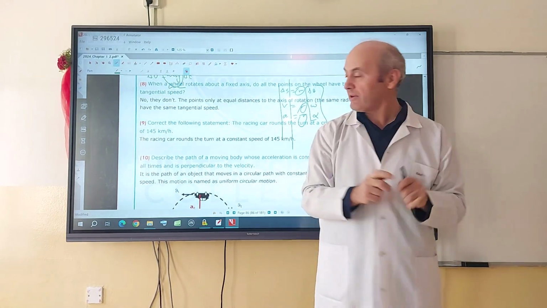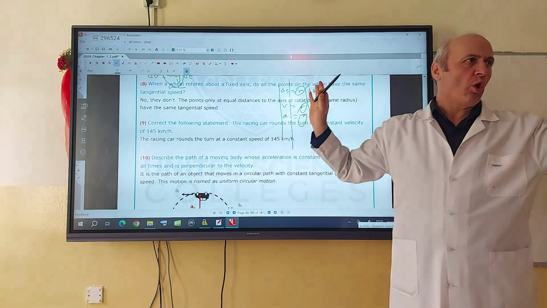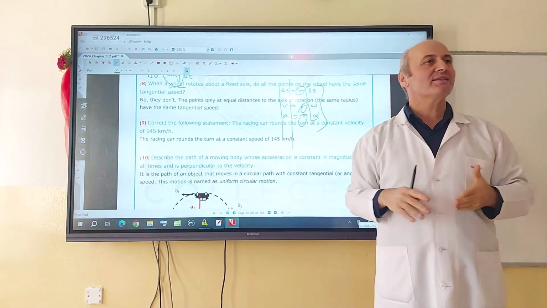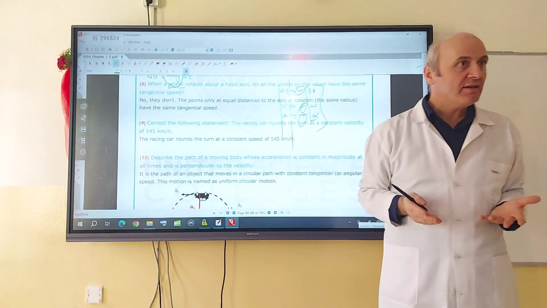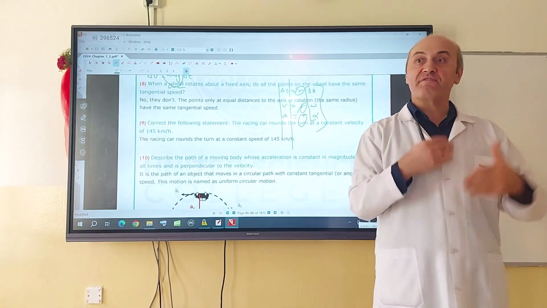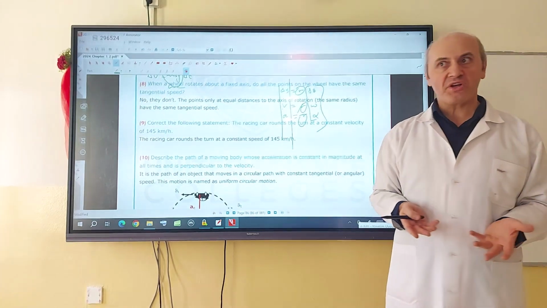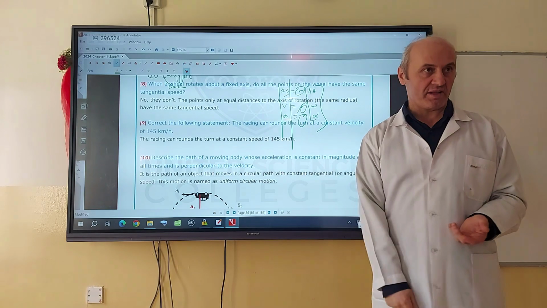Did you get it? Okay. Do all points, not all points, only the points at the same distance from the axis of rotation will have the same tangential speed. But all other points at different distances will have different tangential speed. Not only tangential speed, but different tangential acceleration and different arc length.